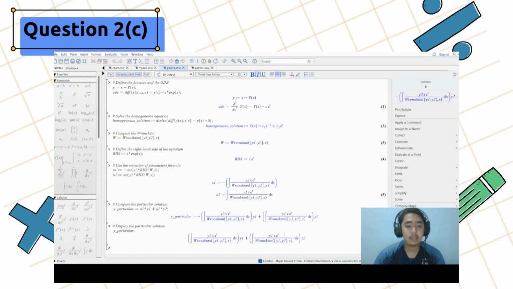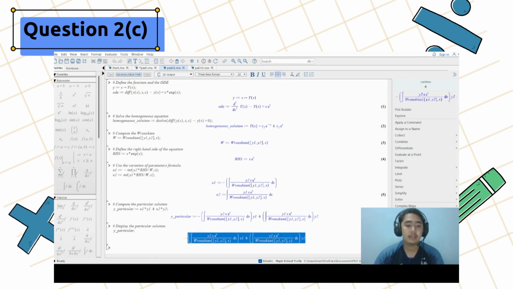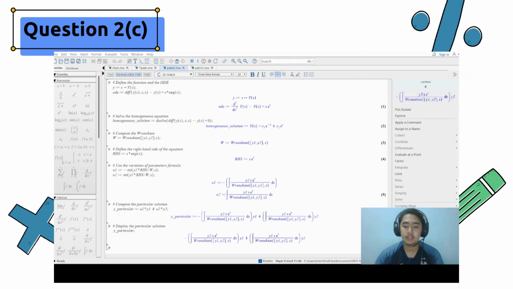So for the Wronskian, they only show it up to this point because that's the capability of Maple, it only shows it in this type of form. But I did the manual calculation, and I get the same as the second one, which is the undetermined coefficient. So that's all for 2C.